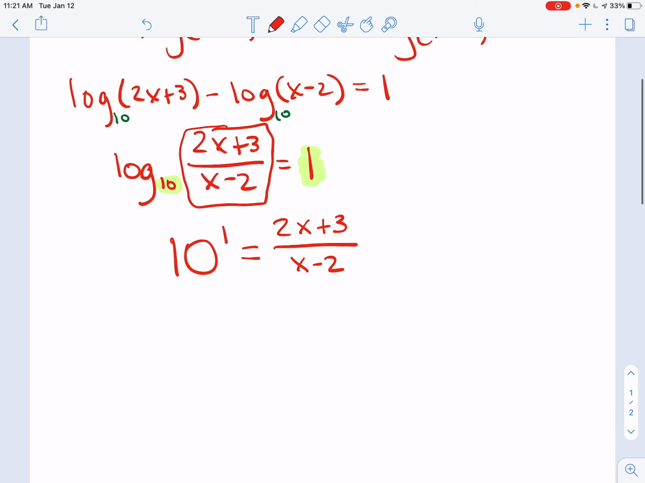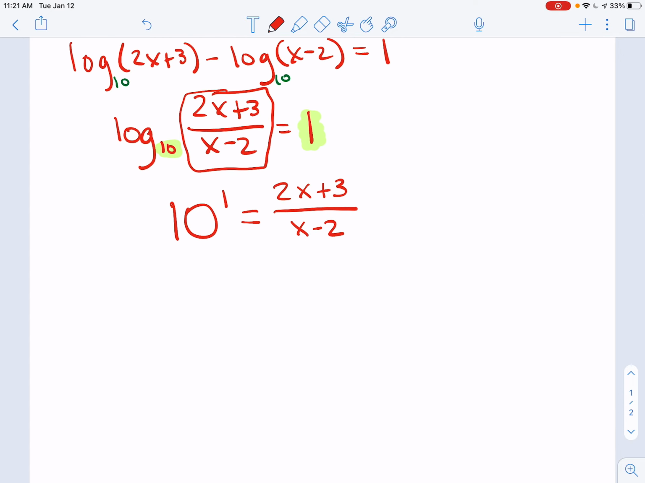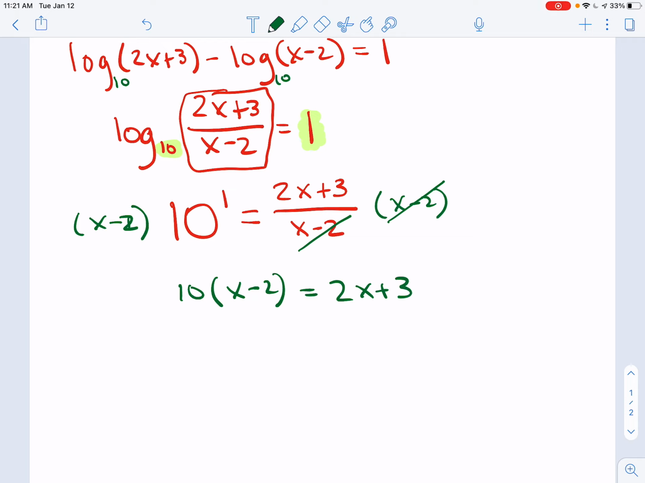So now that we have that, I'm going to scroll down to give myself a little more room here, we can solve this. So 10 to the power of 1 is just 10. I'm going to multiply both sides by x - 2. And what that's going to do is allow me to eliminate this in the denominator, and I can solve the equation. So I've got 10 times (x - 2) on the left, and then 2x + 3 on the right. So I distribute. So I say, okay, well, 10x - 20 equals 2x + 3.